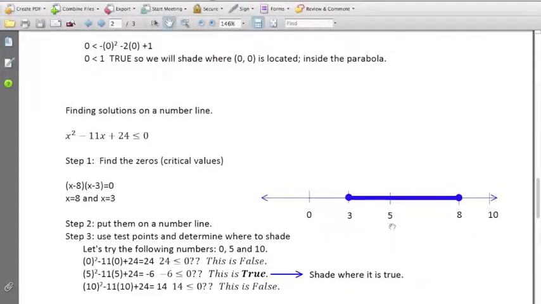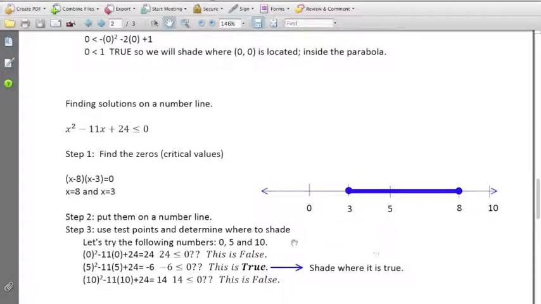Generally your solution is going to come in one of two ways. It's either going to shade inside, or you're going to shade in both places outside. You don't ever usually shade in just one place outside. You know something's wrong if you did that. All right, I put my values on a number line, the 3 and the 8. I'm going to test the points 0, 5, and 10. One number below, one number in the middle, and one number above.